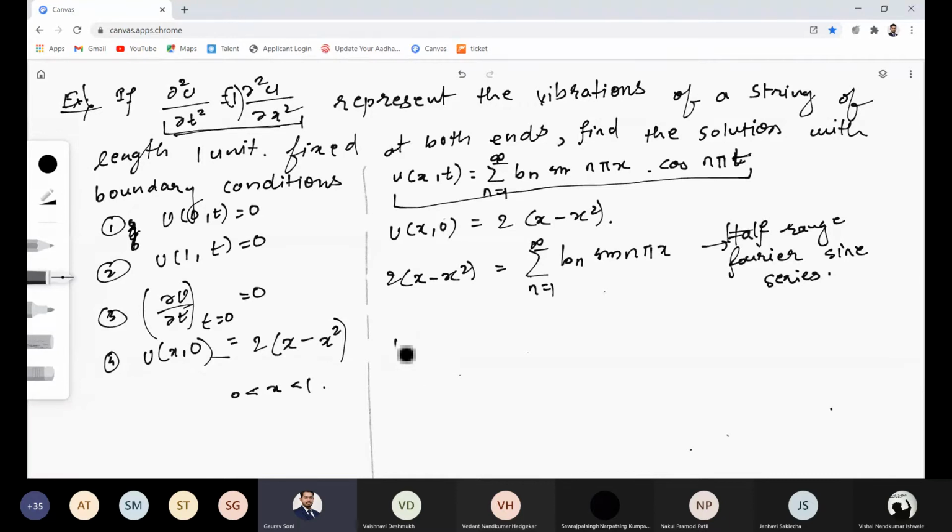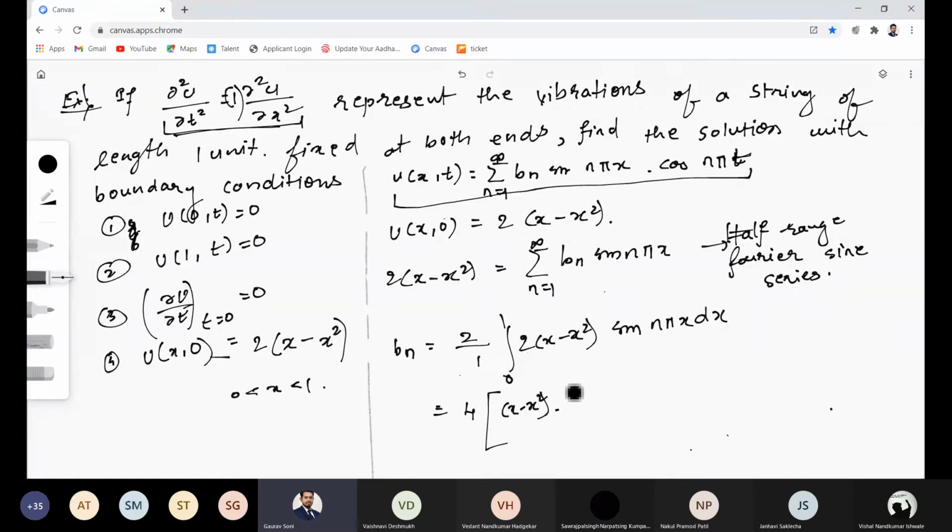So bn is equal to 2 by L. The value of L is 1. Integral 0 to 1, 2 times x minus x square sin n pi x dx. So this will become 4. Use the generalized UV rule. So x minus x square as it is.